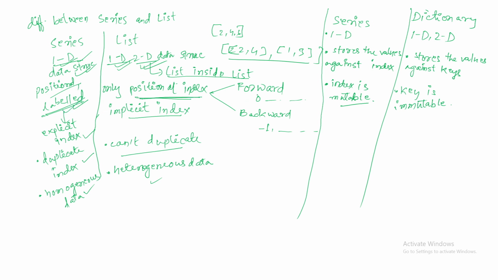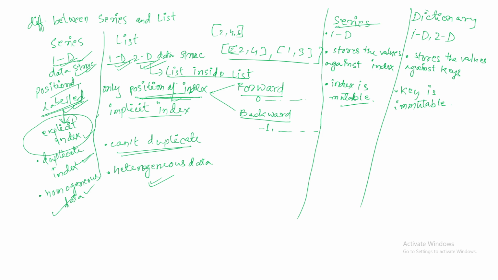Now series accepts positional as well as label index, but list will accept only the positional index. Positional index has how many types? Forward and backward, 2 types. So series accepts positional and label index, that is why it is called explicit index, and the positional index is called implicit index. In series, duplicate index is also accepted, but in the list it can't be duplicate. Series data is homogeneous, list data is heterogeneous, meaning different data types we can also accept.